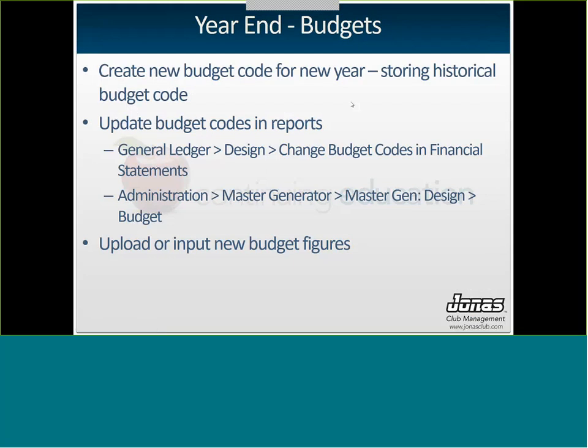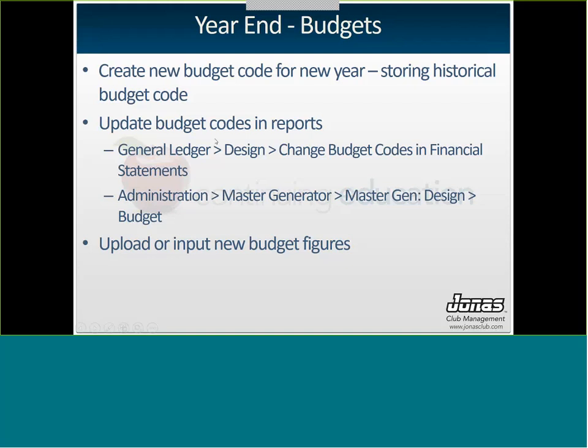Because budgets only contain 12 months of information and they go by fiscal year, you will have to create a new budget code for each year, whether you're creating from scratch or you're using that copy feature. Once you've created the new code, you want to make sure that all your budgets are updated in your report, so your financial statements aren't still reporting last year's budget, or same with your custom reports. And then you'll need to upload or input your new budget figures. So kind of start this whole process again.